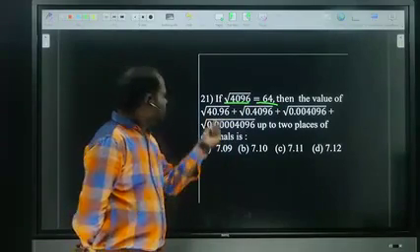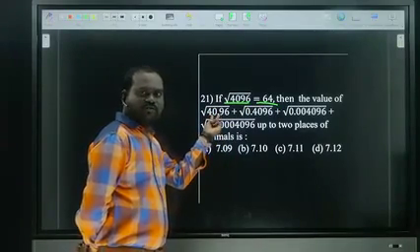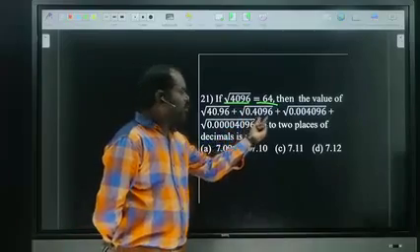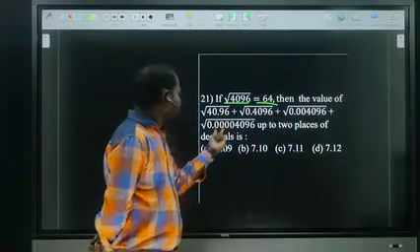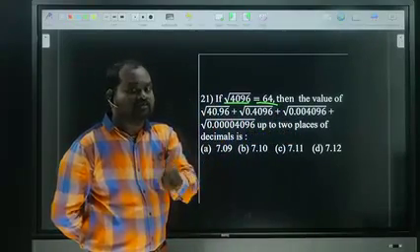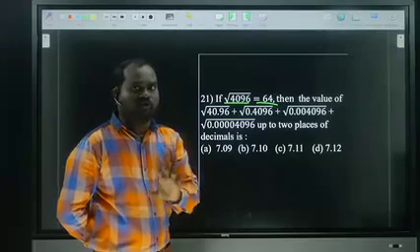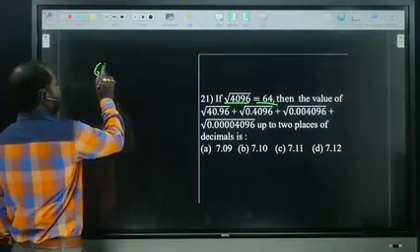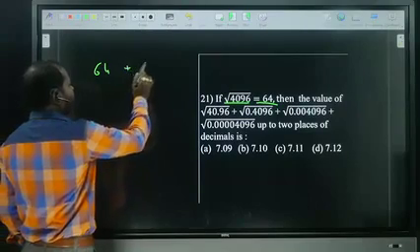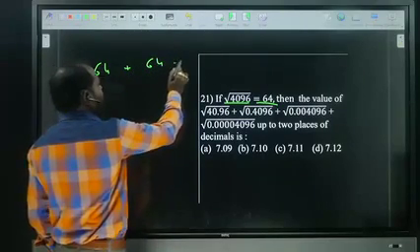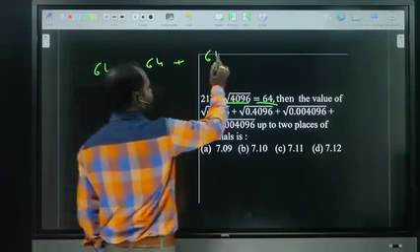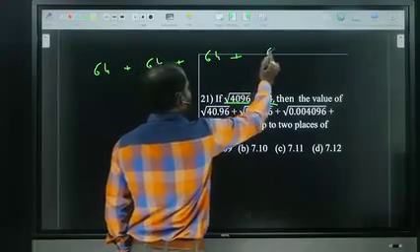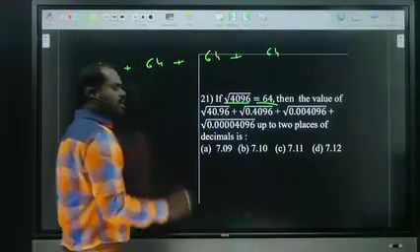Observe carefully. Here also 4096, here also 4096, everywhere it is 4096. That means every answer should be 64 only. So first of all, write down: first answer 64 plus second answer 64 plus third answer 64 plus fourth answer also 64. All 64 we wrote.